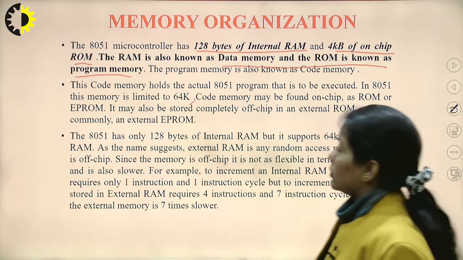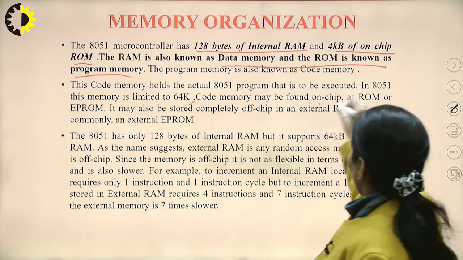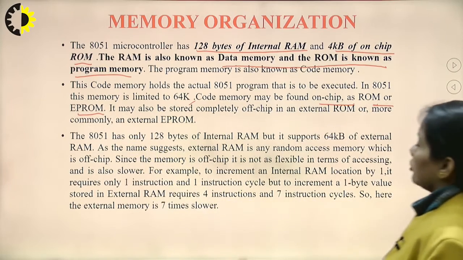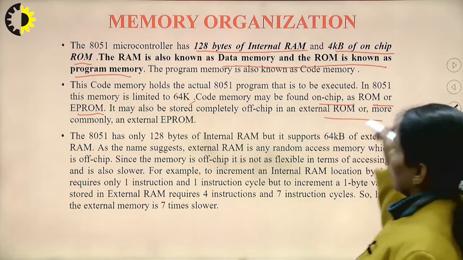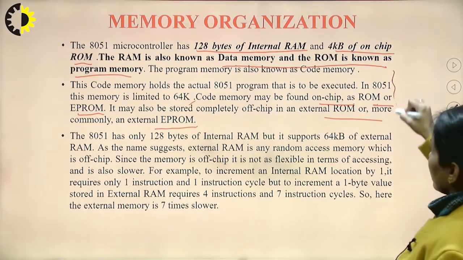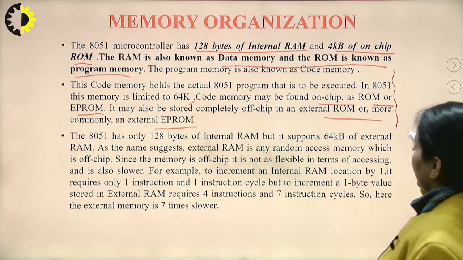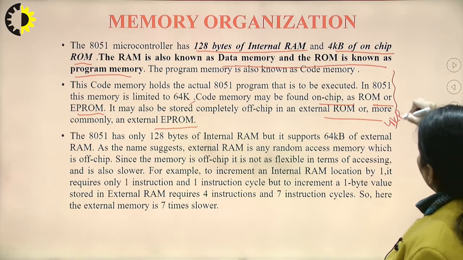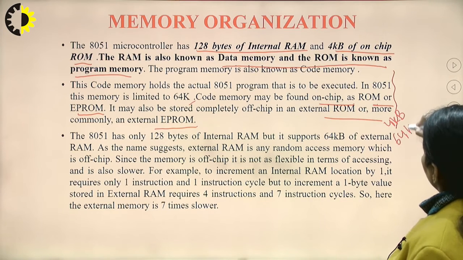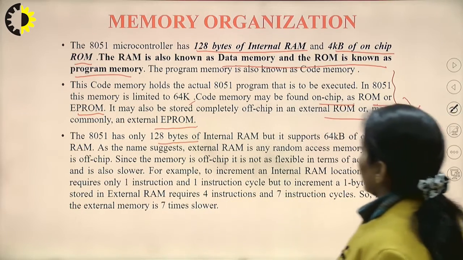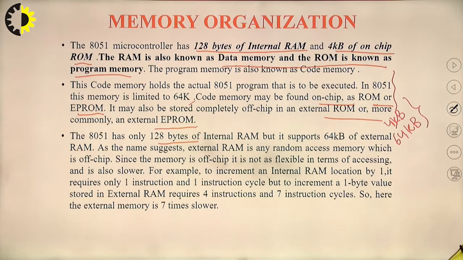We can use the external code memory. So it can be found on chip as ROM or EEPROM. It can also be stored completely off chip in external ROM or, more commonly, as external EEPROM. So in this way, we have only 4 kilobytes of ROM, but it can be extended up to 64 kilobytes. 8051 has only 128 bytes of internal RAM, but it supports 64 kilobytes of external RAM.